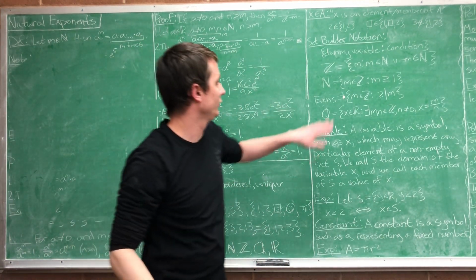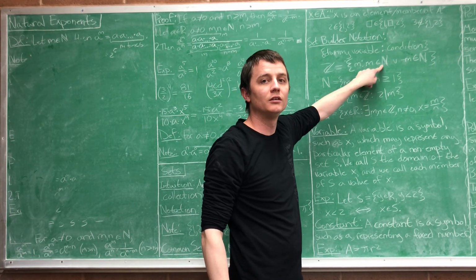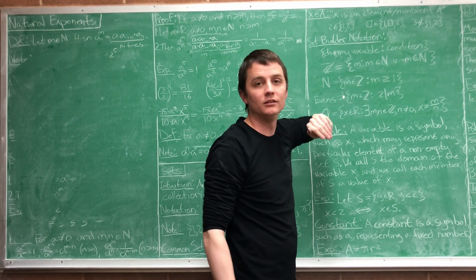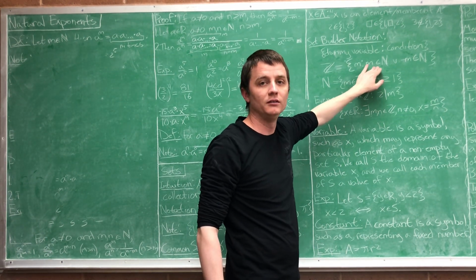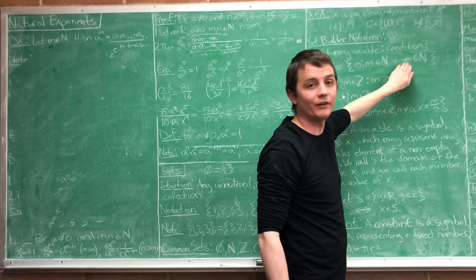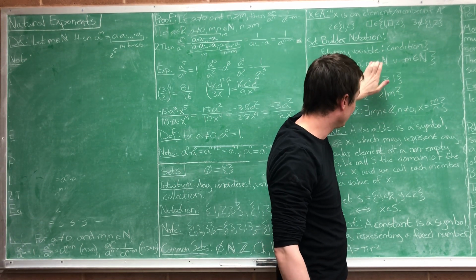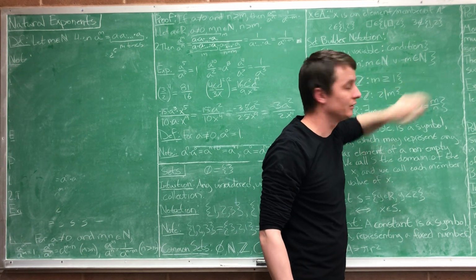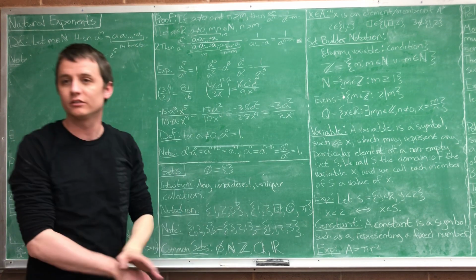So let's take 5, for example. Is 5 in here? Let's see, is 5 in the natural numbers? Okay, so it's in here. Let's look at negative 5. Is negative 5 a natural number? No. But its negative is a natural number. So that would give you all the integers.